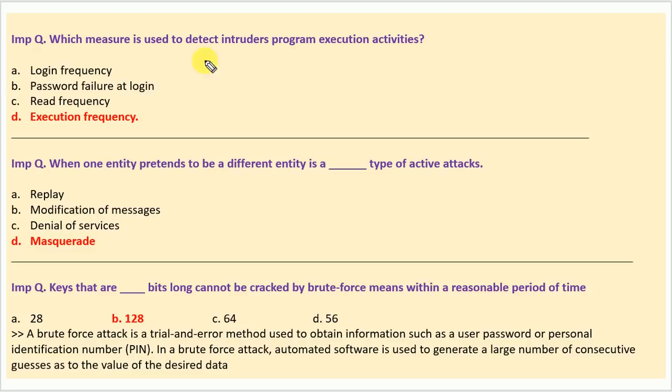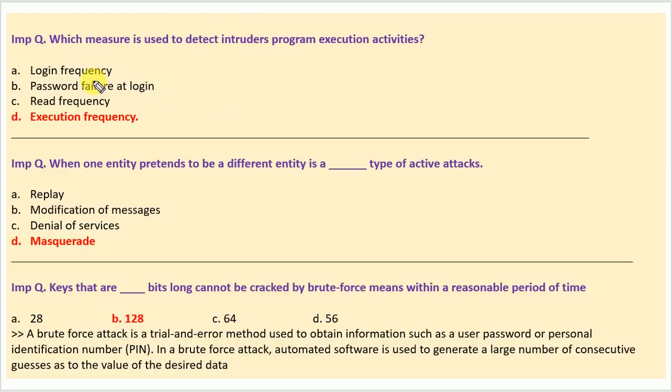The next question is: which measure is used to detect an intruder's program execution activity? So what is an intruder? I hope it's a basic term; nowadays you can see it in many IT organizations and newspapers. An intruder is someone who is attacking you or your program, or wants to know your data or private information. You can say a hacker is not the same, because a hacker can be positive or negative, but an intruder is someone who wants to know your personal things. Such a category comes under intruders.